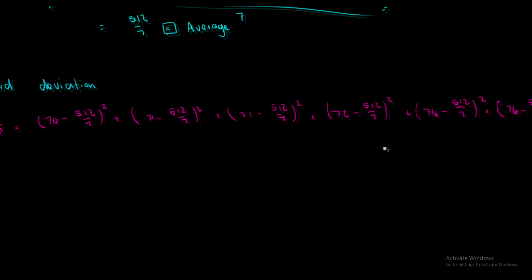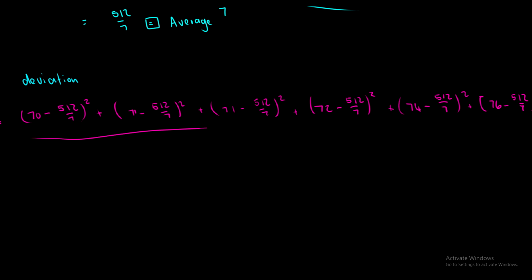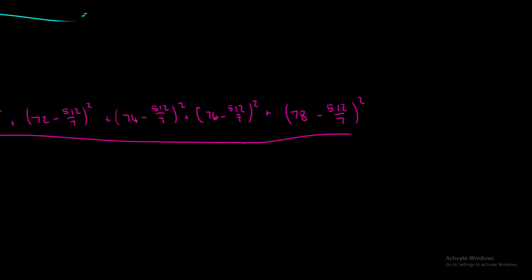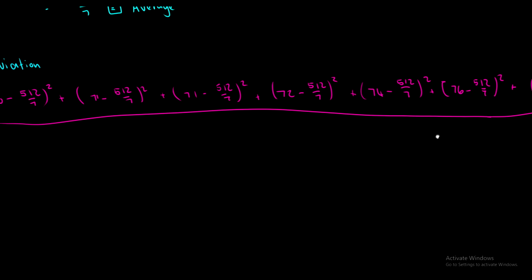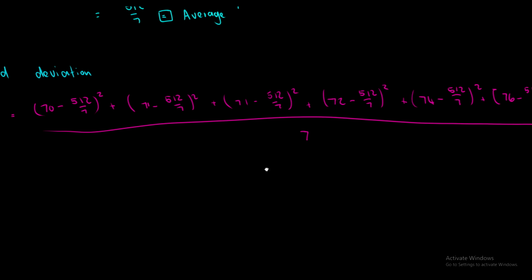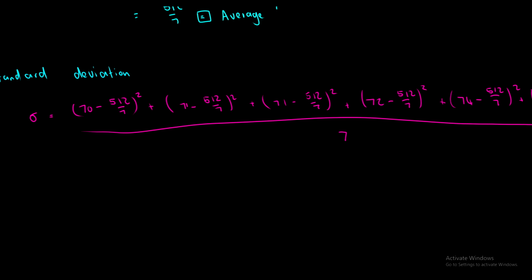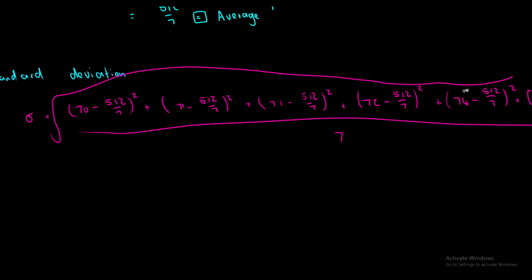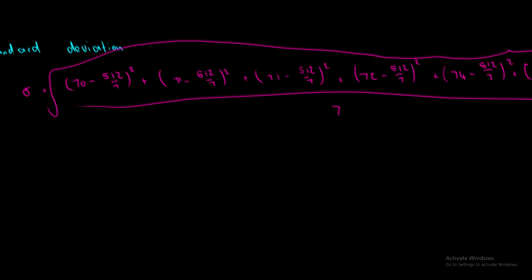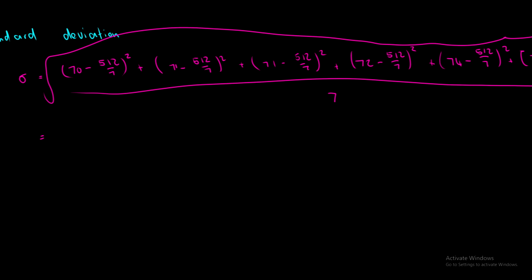Okay, and we're going to divide all of this with our frequency. Our frequency is 7 people took the test, so you're going to divide it by 7. And to finalize this, you want to place this in a square root. Okay, let's hop over to our calculator.